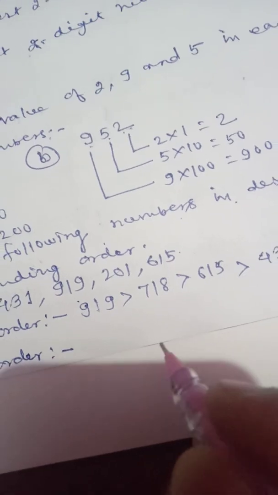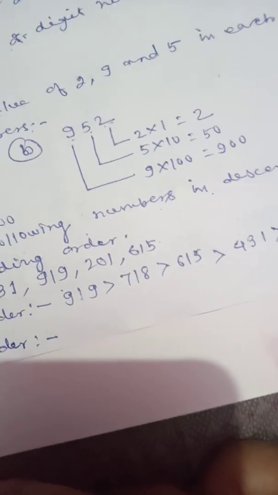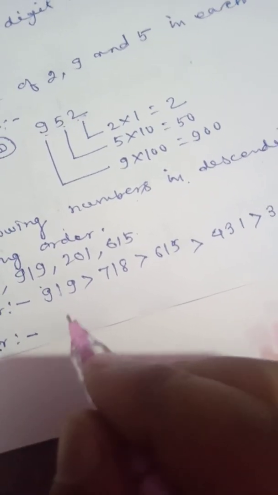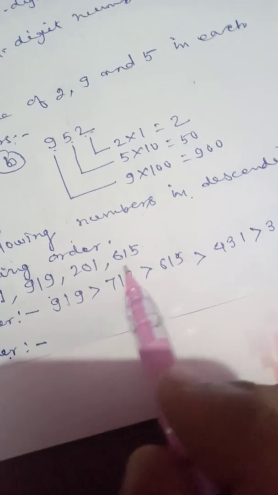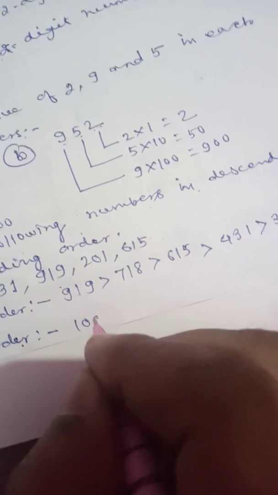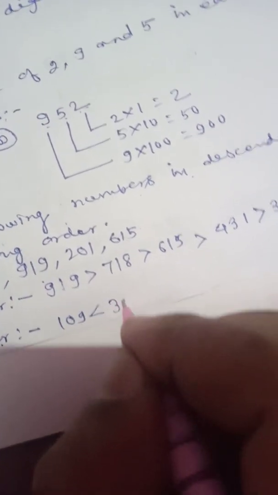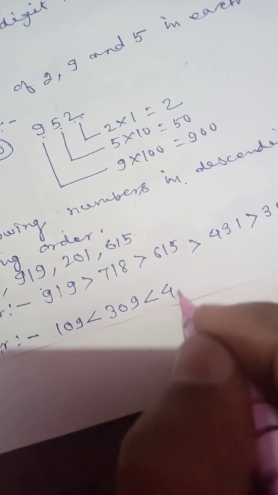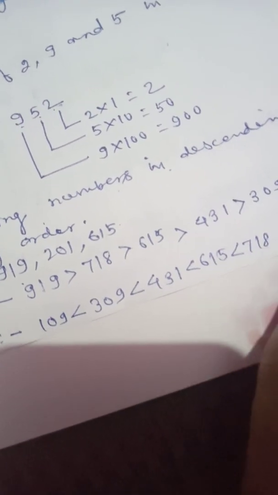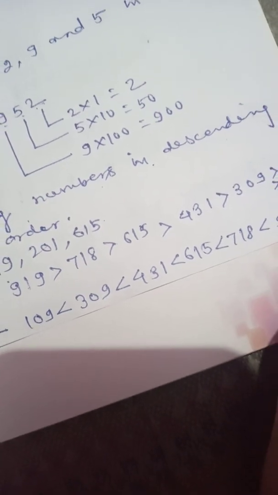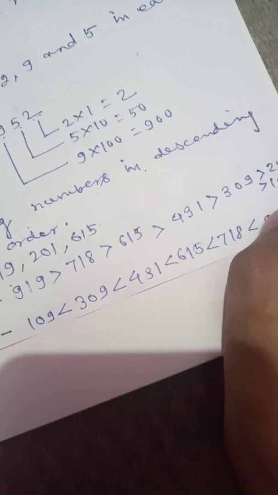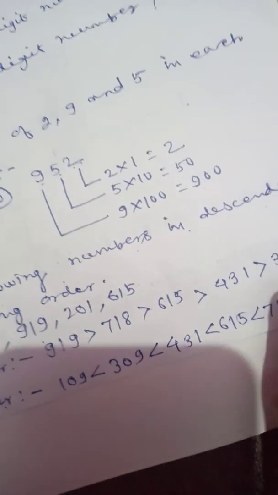In the same way, in order to write the numbers in ascending order, we have to write first the smallest number of the given group of numbers. So 109 is smaller than 309, is smaller than 431, is smaller than 615, is smaller than 718, and the largest number of the group is 919, which should be written at the last.